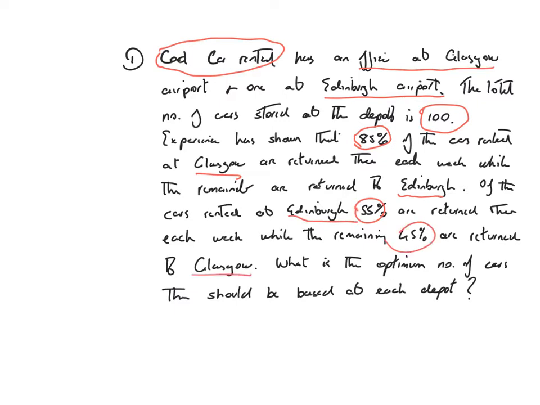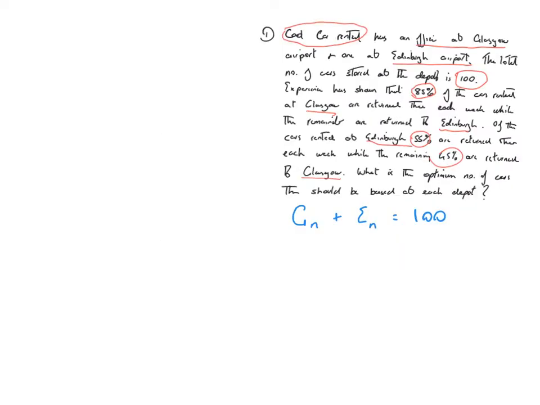Okay, the first thing that we could say to get going then is, let's say that GN is the number of cars in Glasgow and EN is the number of cars in Edinburgh. Well, what we could say then, fairly obviously, is the number of cars in Edinburgh and Glasgow altogether is 100. So GN plus EN equals 100. That's just as simple as cars in Glasgow plus cars in Edinburgh is the total number of cars, that is 100.